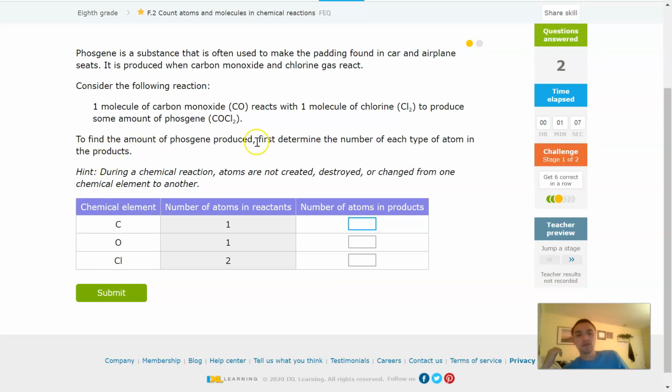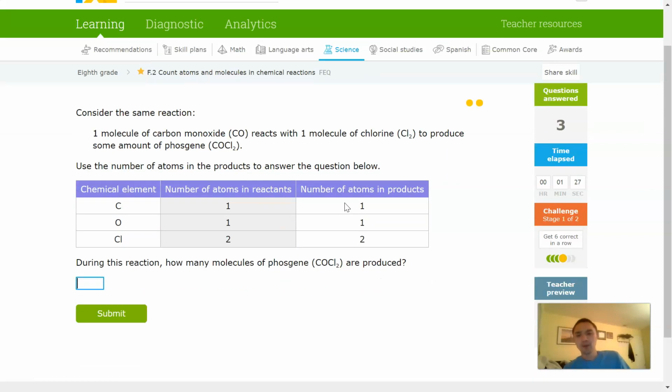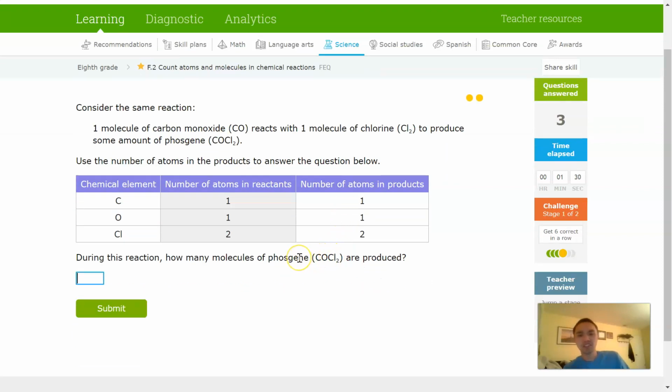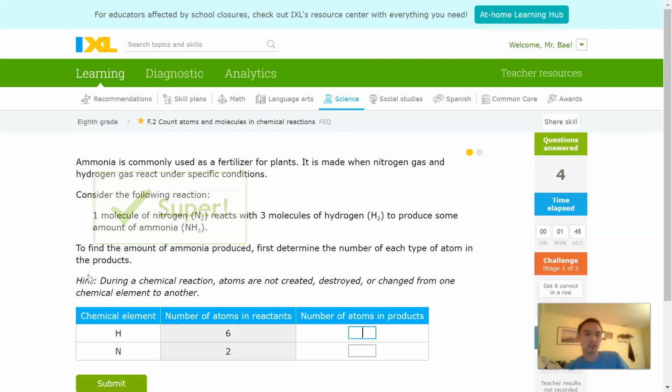Once again, determine the amount of atoms in the products. With conservation of matter, the numbers should be the same. So number of C's is equal to number of C's at the end, number of O's equal to number of O's at the end, number of Cl's equal to the same number of Cl's at the end. So 1 and 2, exact same number. During this reaction, how many molecules of phosgene, COCl2, are produced? We have 1 atom of C, which is carbon. For every molecule of phosgene, you would need 1 atom of carbon. So therefore, 1 over 1, 1. That's your answer there.